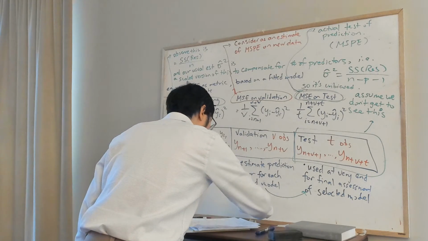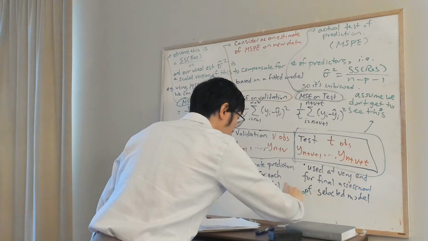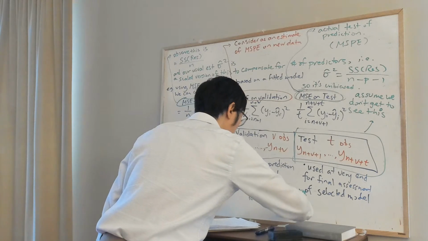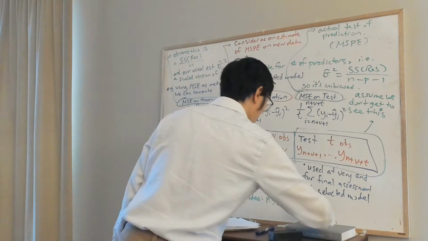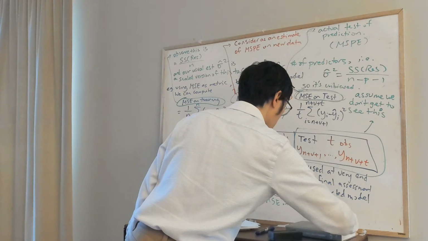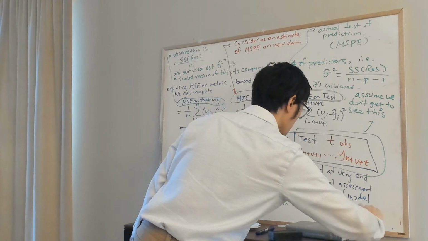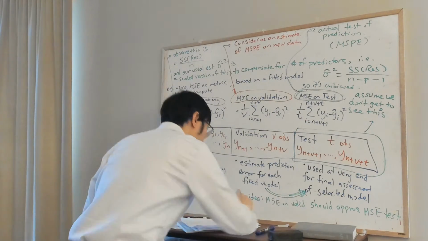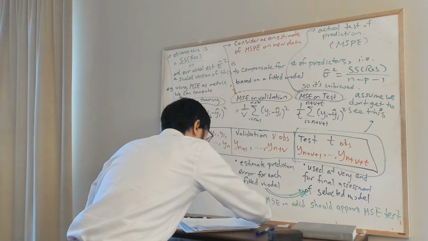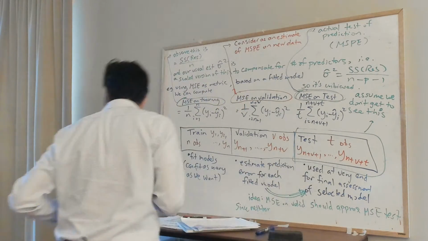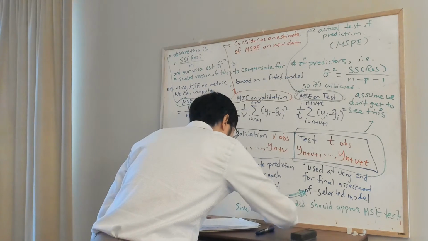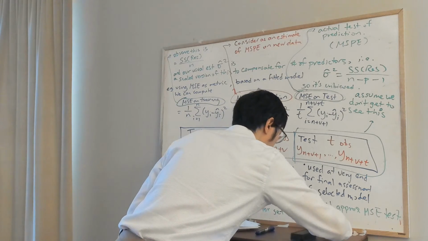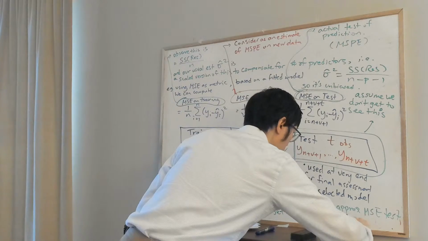The idea is that this connection exists because the MSE on validation should approximate the MSE on test, since neither set of observations was used to fit the model.